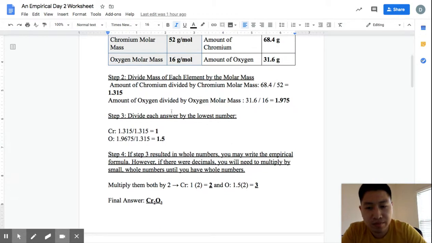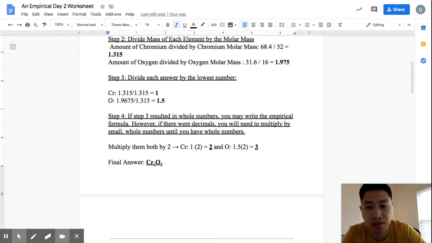Now, get to step 3. This is where you would divide each answer by the lowest number. The lowest number was 1.315. So then chromium, you divide it by itself as 1, and then you get the 1.975, and you divide that by the lowest number, and you get 1.5.